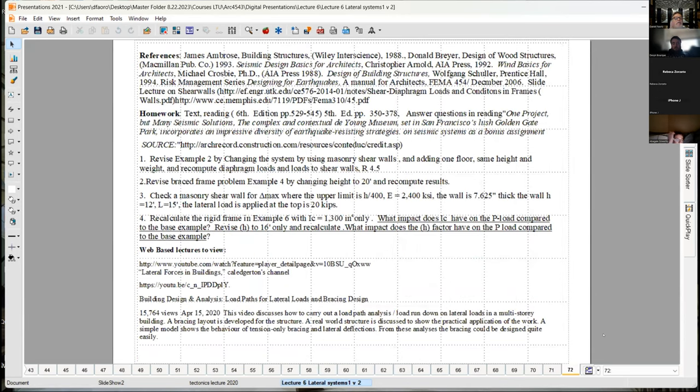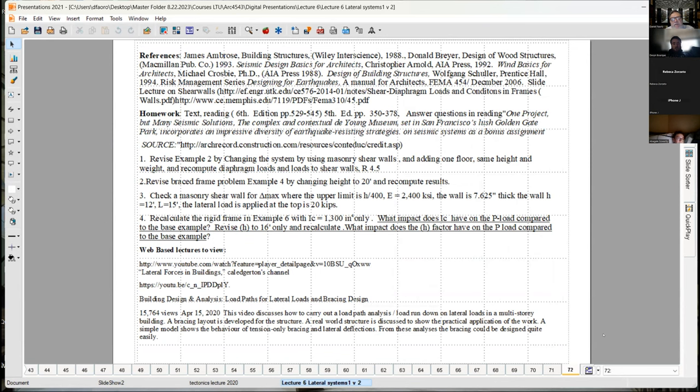Okay, homework. Number one, revise example two by changing the system to use masonry shear walls, adding a floor, same height and weight. Recompute diaphragm loads to shear walls. R is 4.5. Revise the brace frame problem in example four, change the height to 20 feet. Everything else stays the same. Recompute results. Check a masonry shear wall for delta max.